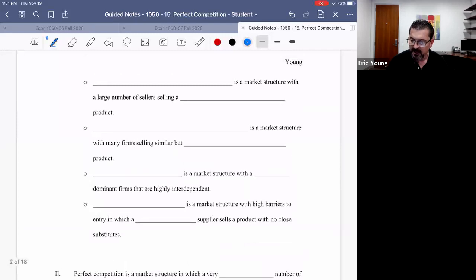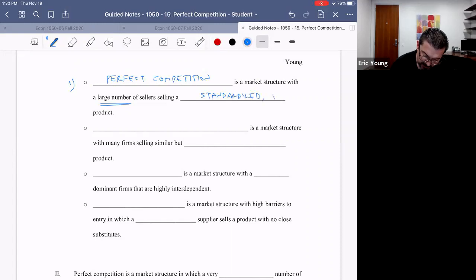By way of brief definition, we'll start off with the first one, perfect competition. Perfect competition is a market structure in which a large number of sellers are selling, and this is critical, a standardized, meaning a perfectly identical, product. So that's perfect competition.